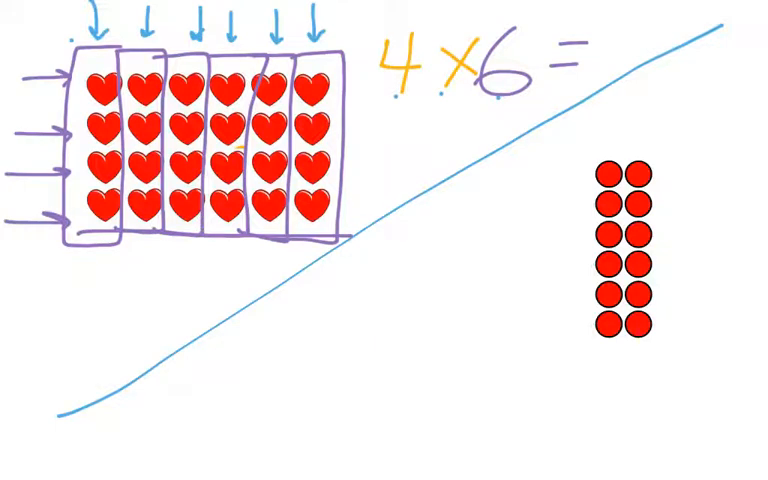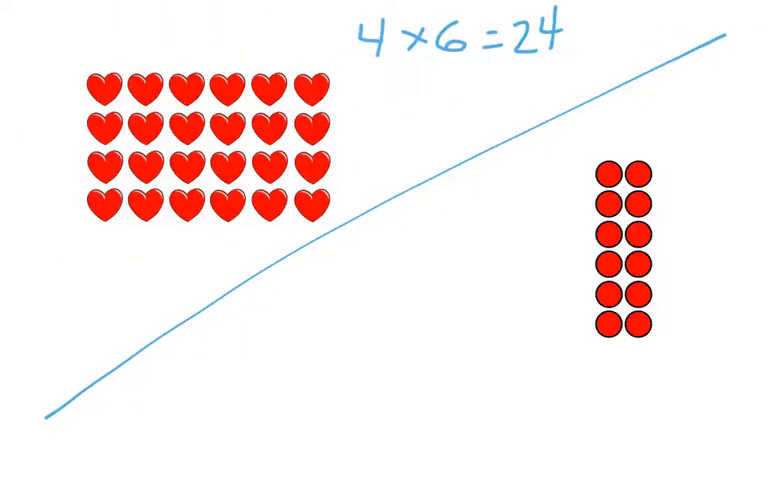Now to find the answer, we could either count by 6s, or we could count how many hearts there are. 1, 2, 3, 4, 5, 6, 7, 8, 9, 10, 11, 12, 13, 14, 15, 16, 17, 18, 19, 20, 21, 22, 23, 24. 4 times 6 equals 24.